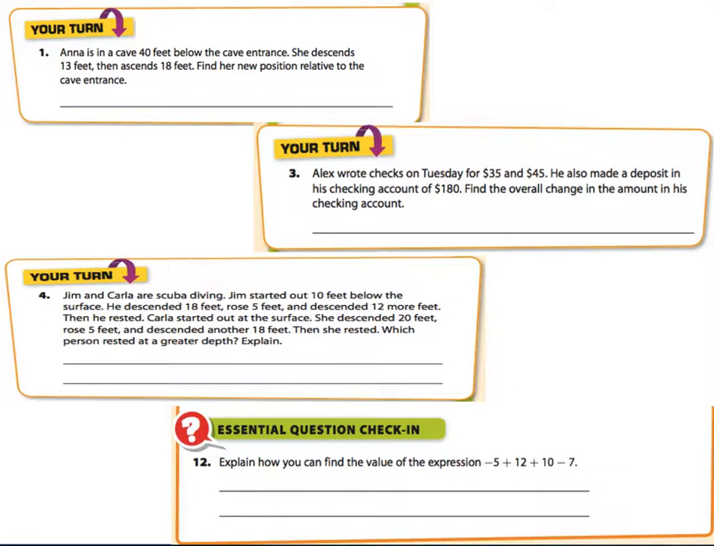For the last part, you have 4 problems that you need to do on your own. I do expect when you come to class that you have your work done for each of these problems listed, and please make sure that you do that essential question at the end. So I want you to tell me, explain how you can find the value of the expression negative 5 plus 12 plus 10 minus 7. So tell me what you would do first. Be as detailed and descriptive as you can. To be honest, you're going to need more space than this if you do it as detailed and as well as you possibly could. As always, if you have any questions, please be sure to write them down or email me so we can go over them in class.